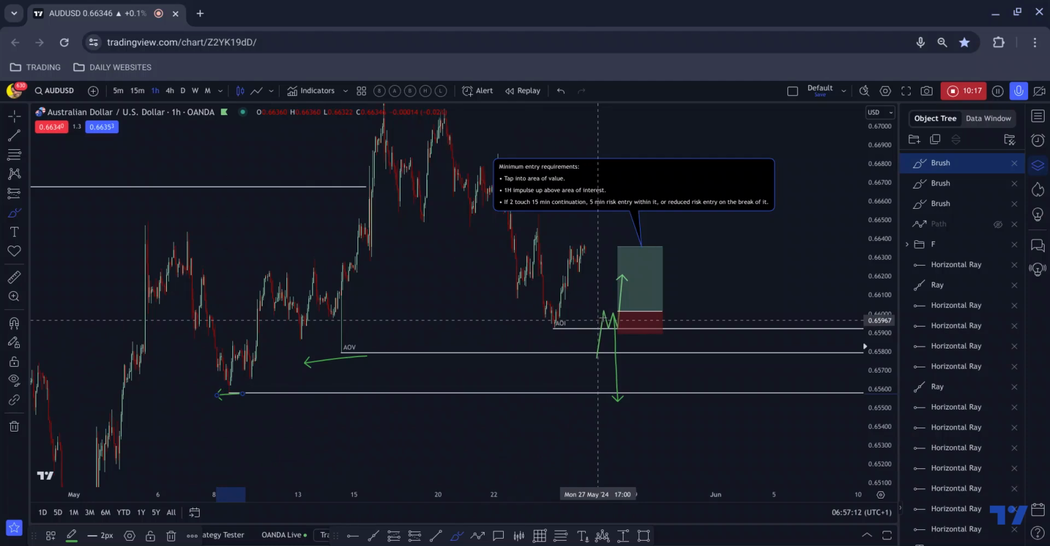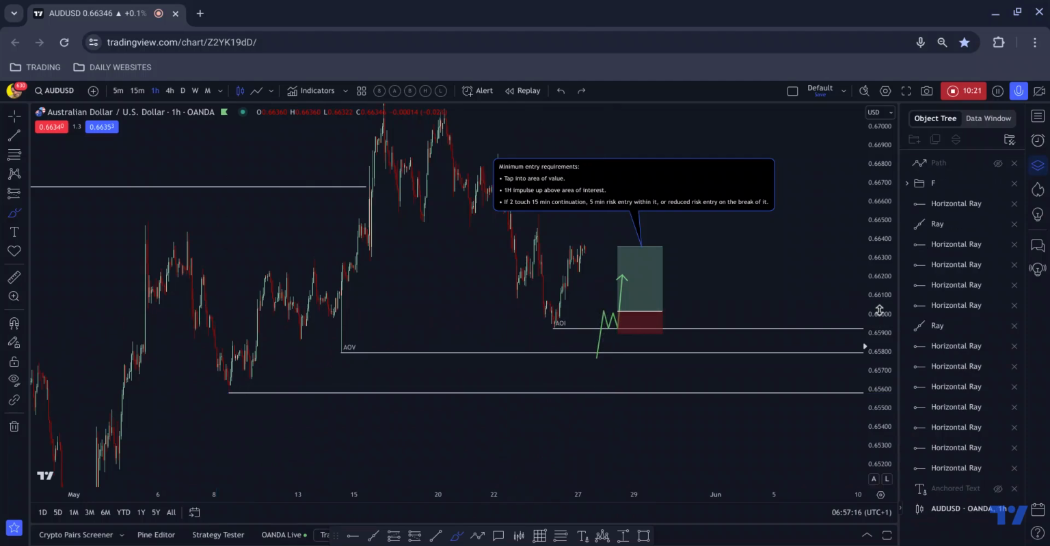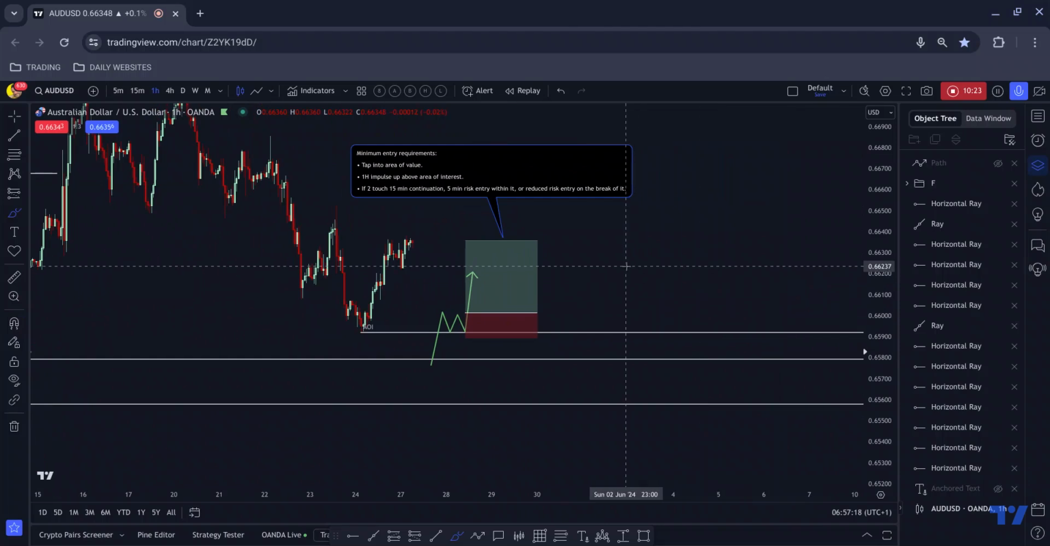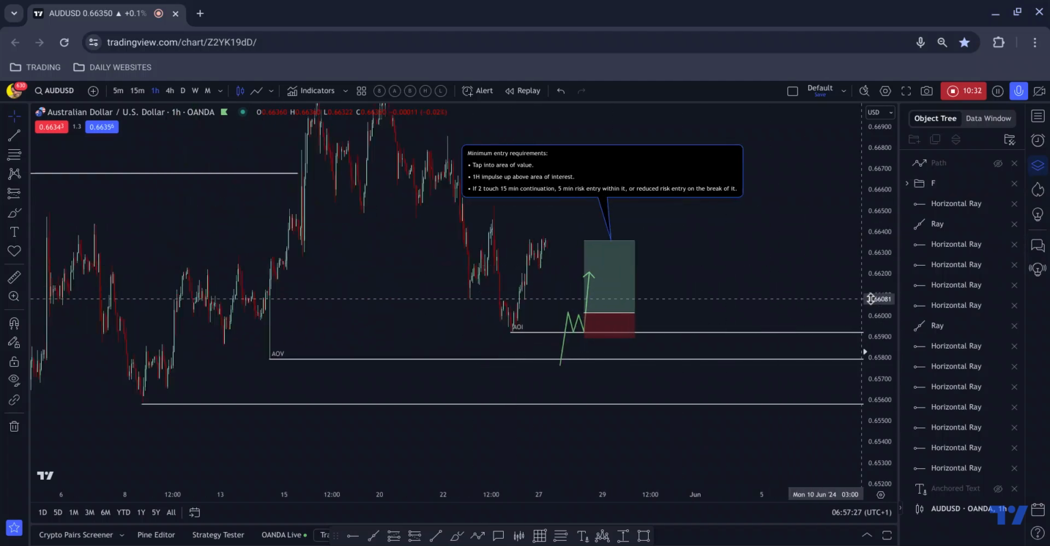Okay, so it would be much more risky. So by waiting for a little bit more of a consolidation, I'm mitigating some of the risk attached to this setup. And then what I would do is I would look to get long either on the break of the flag or within it, okay, with the risk entry within it.